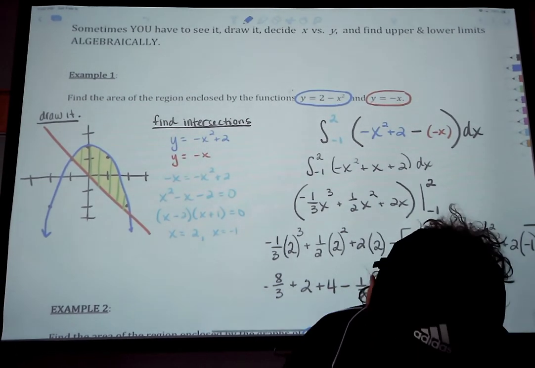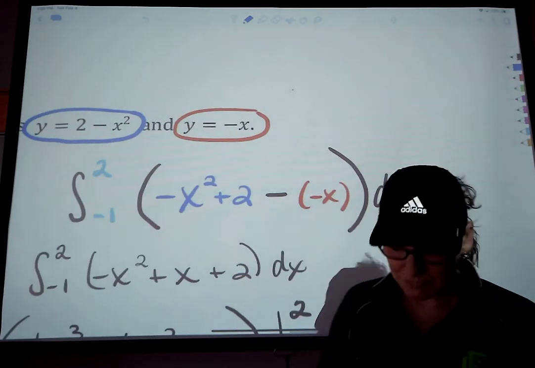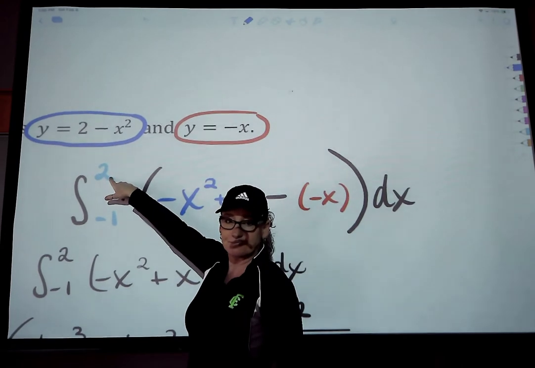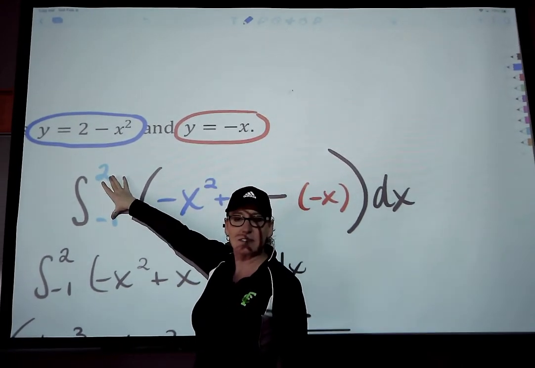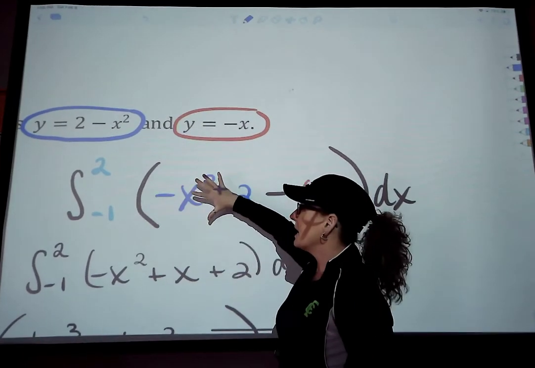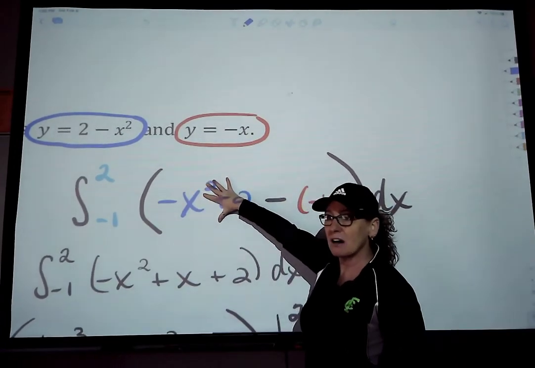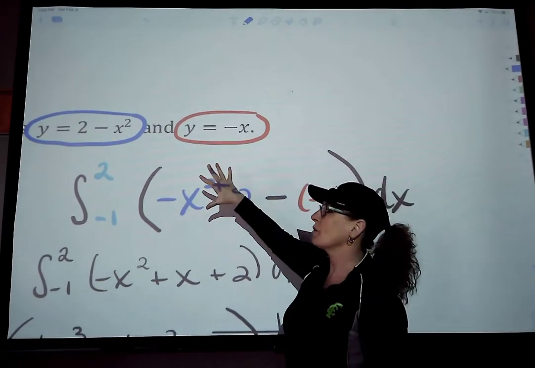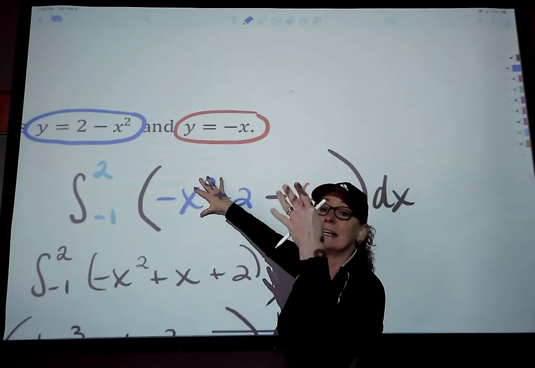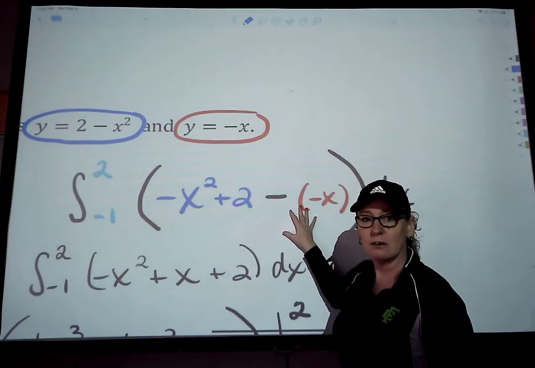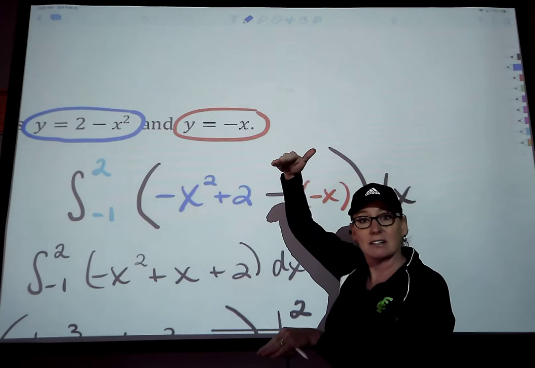Didn't turn out quite as good as I hoped, but here I go. Now I'm ready to set up the integral. So start here, stop here. Remember, these are x values. It's very important. Now I've got my high function in terms of x minus my low function in terms of x. Remember, in each rectangle, the blue value is greater than the red value. So we want a positive height.